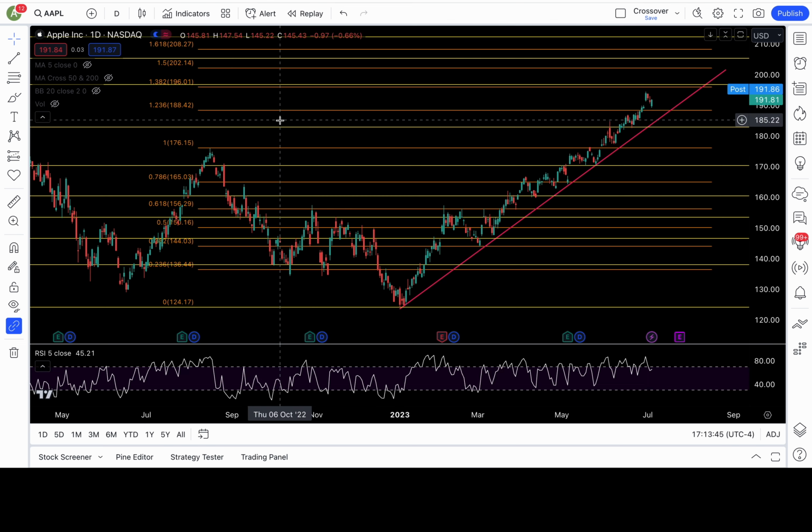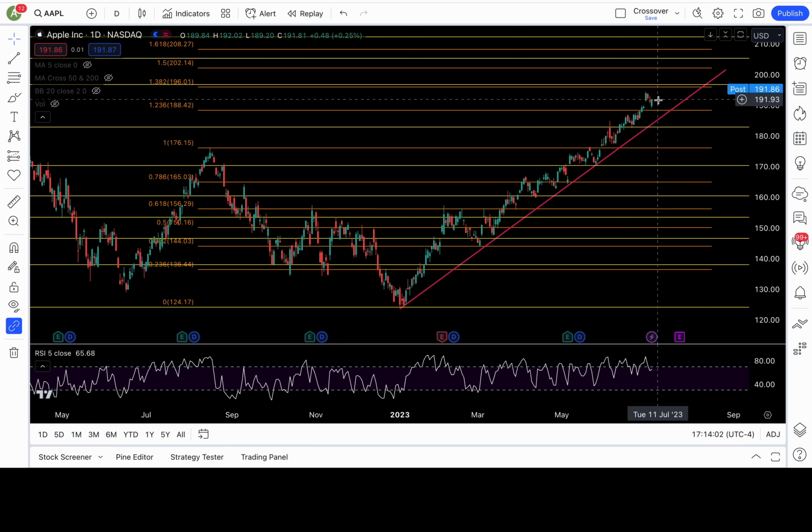Now, you got 1.236 fib level, okay? Is at 188.4. If you're a bear, you want to see that break down and go test the pink trend line at 185. Below 185, bears take back control, okay? But if we are still above 188.4, watch for breakouts of resistance starting with 192. If 192 clears, 194.5, that's the previous pivot high from June 30th. And my 1.382 fib level at 196 are in play.